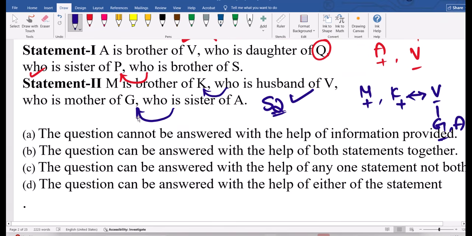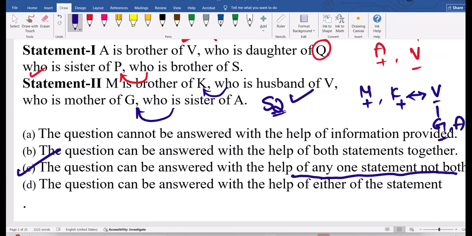The answer is not "Question cannot be answered with the help of information provided." No, we can answer with both statements, no. The answer should be C: can be answered with the help of any one statement, not both. Both not required, one statement is sufficient. See, options also they will give in different ways. Sometimes statement 1 alone, statement 2 alone, each alone, either or, both together. Sometimes they'll put in this format. Question cannot be answered, can be answered, likewise.